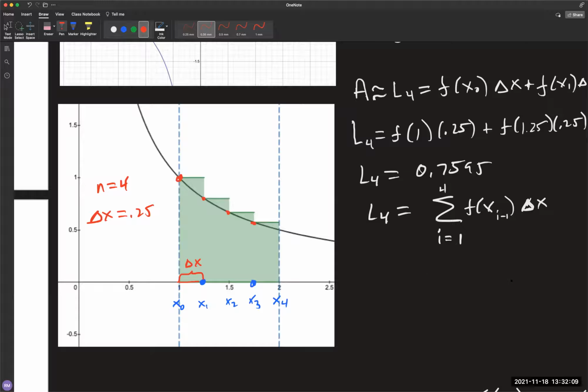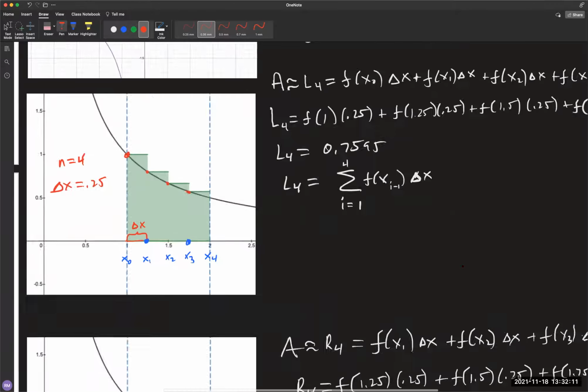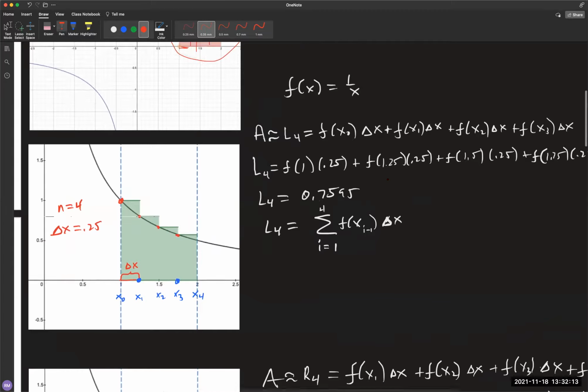We could choose 8 rectangles, 10, 100, 1,000,000. And so to approximate that, we have this notation here. To approximate the area, we call it L4 because we're using left endpoints. To do that, the height of this rectangle is the value of the function at x0. And we break it up, we partition it into 4 pieces. You have x0, x1, x2. That produces the 4 pieces that you look at.